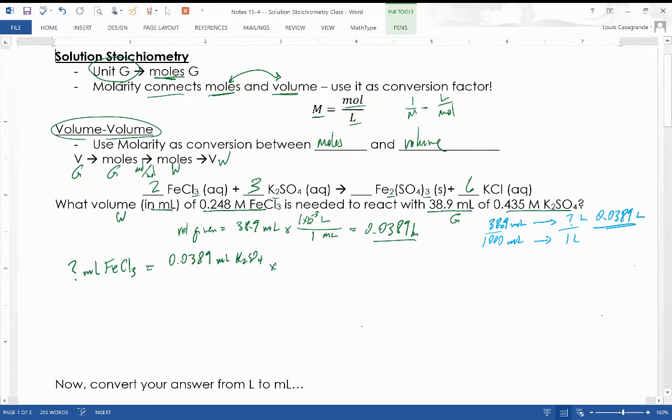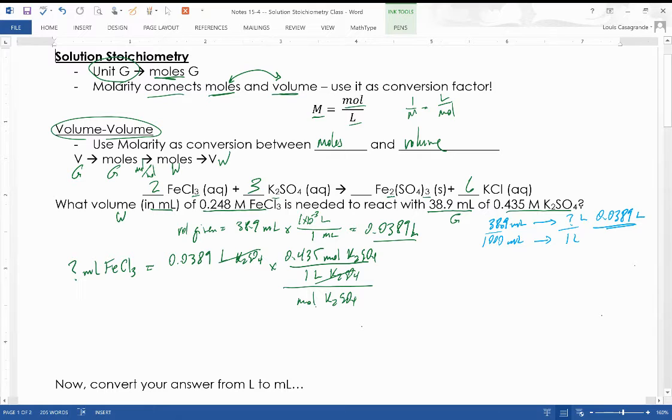We're going to multiply that by the molarity of the K2SO4, so we're going to put 0.435, and we're going to split that unit up into moles of K2SO4 divided by 1 liter. Oh, you know what? I put milliliters there. I should have put liters there. 1 liter of K2SO4, so the K2SO4 liters cancel out. Now, if I stopped here, I would have moles of K2SO4.